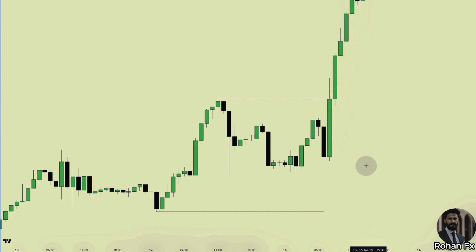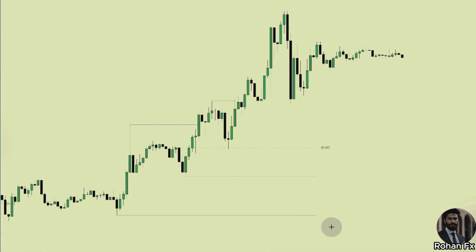Now, do we get a nice break of structure? Not really yet. There, we get some displacement down. Looking in here, do we have any sort of setup? Yes, we do. We have a 5-minute fair value gap here, and we reach back into it. We see a nice respect of that, with no body closes even in the fair value gap.